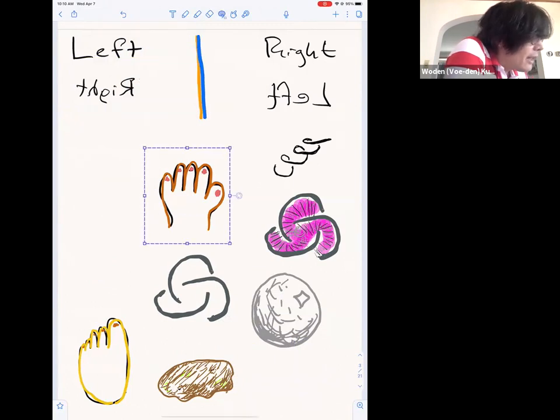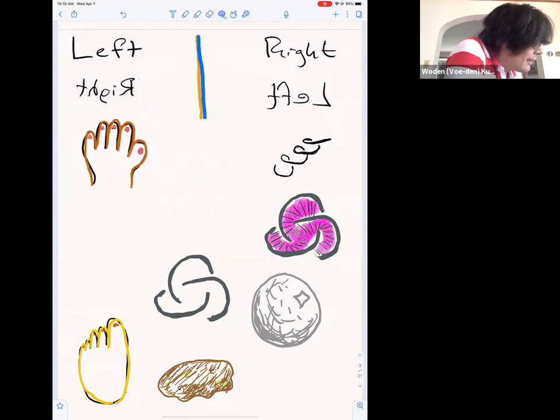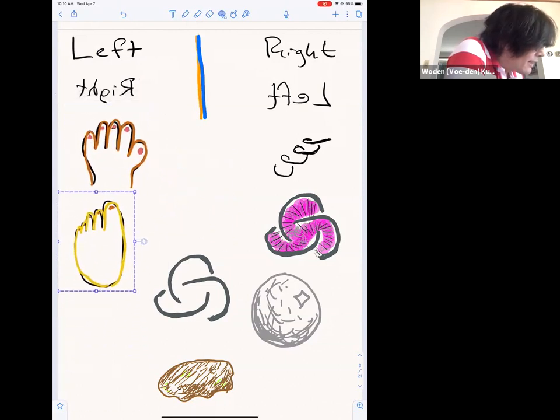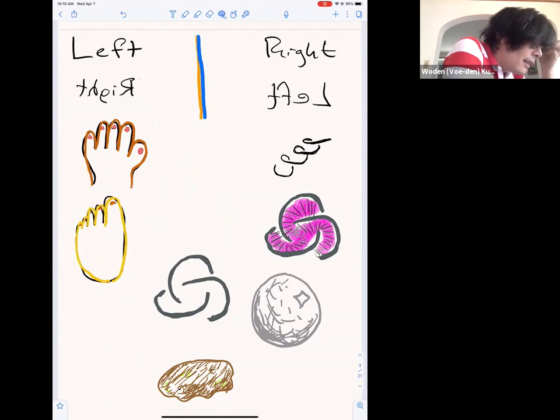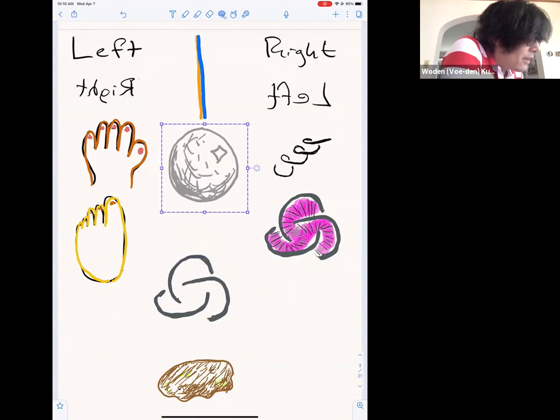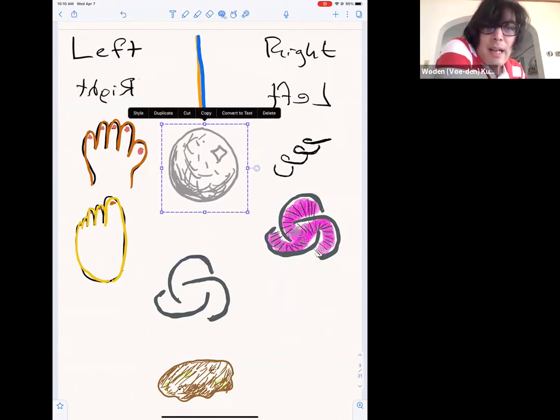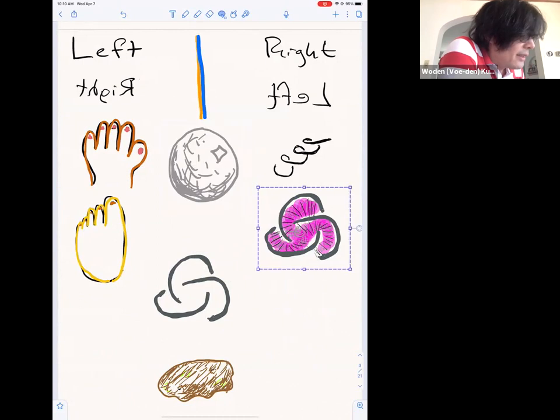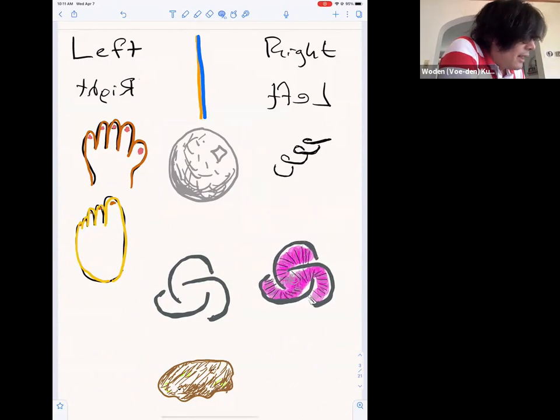So left hands and maybe left feet go together. We've got something that has some extra symmetry here, my poor example of a sphere. So this would be our achiral object. And then we get into some slightly weirder things that maybe illustrate some of our ambiguity.